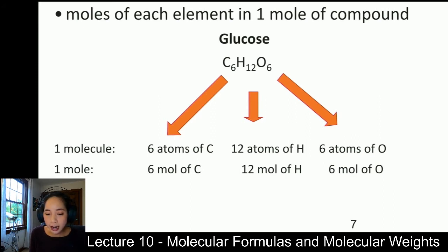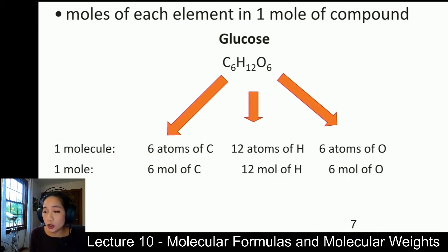Glucose has a chemical formula of C6H12O6. So if we think about one molecule of glucose, there are 6 atoms of carbon, that's denoted by the subscript here. There are 12 atoms of hydrogen, and there are 6 atoms of oxygen. Taking note of those subscripts, that's when we're talking about one molecule. They're composed of atoms.